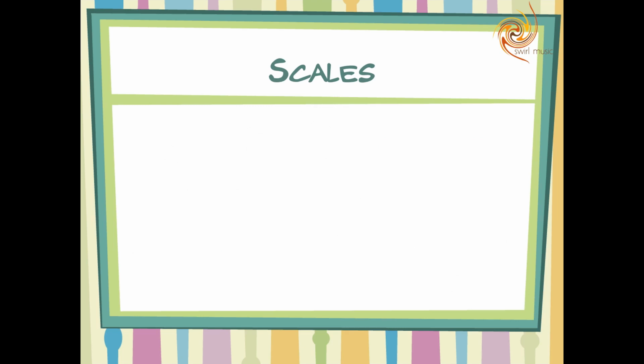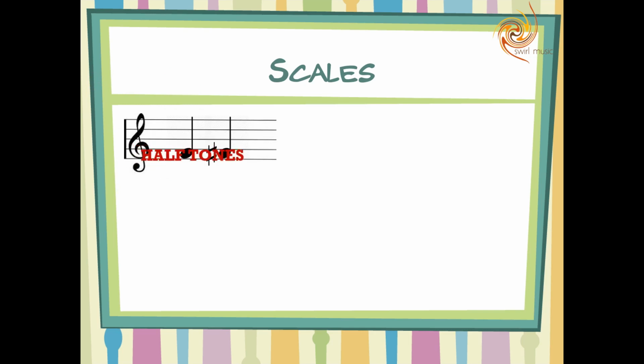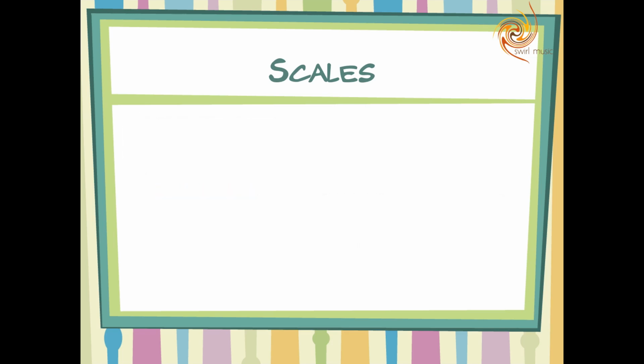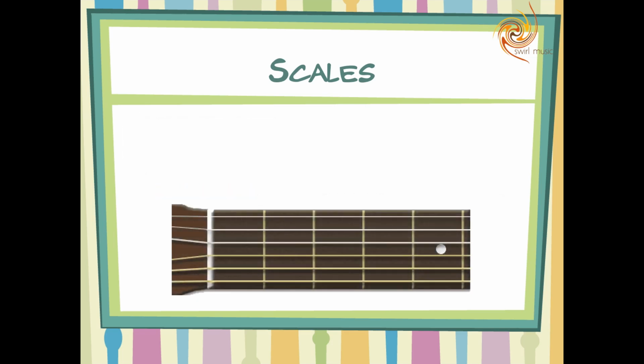A scale is made up of 8 tones, which is a series of whole tones and half tones. A half tone is the smallest distance between two musical pitches. It sounds like this. On a keyboard, a half tone would be two keys which are right next to each other. For example, this black key to this white key, or this white key to this white key. On a guitar, a semitone would be from this fret to this fret.